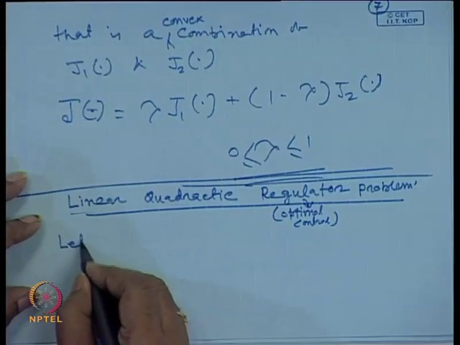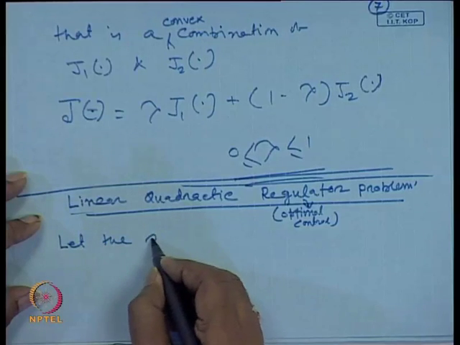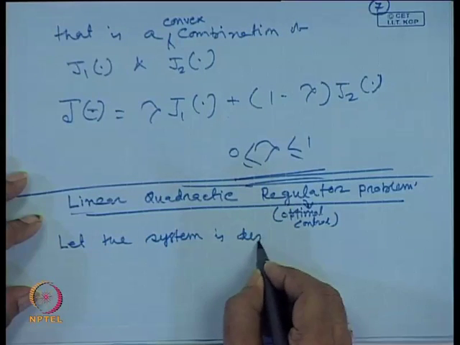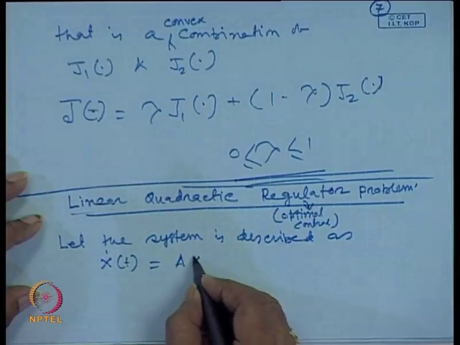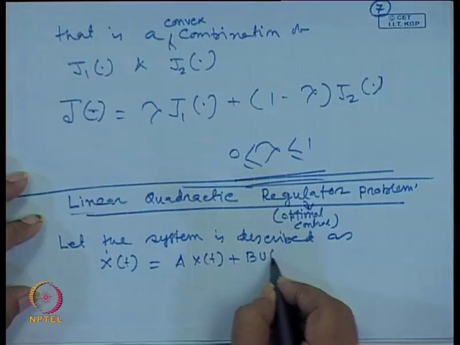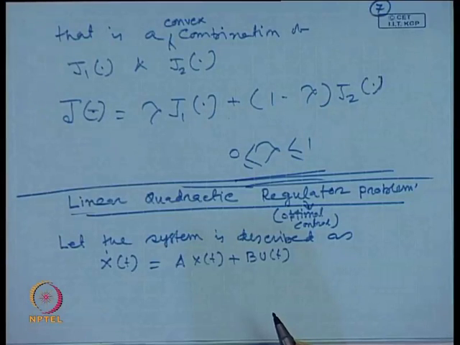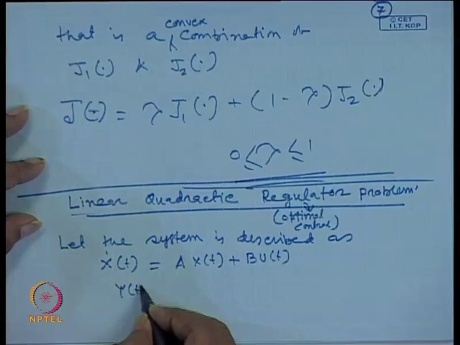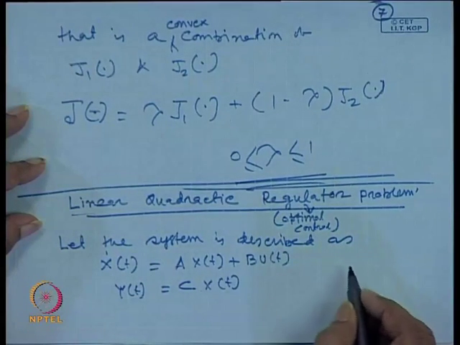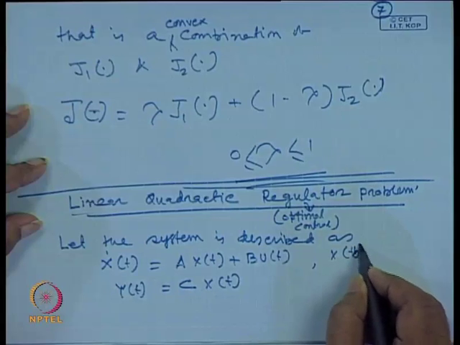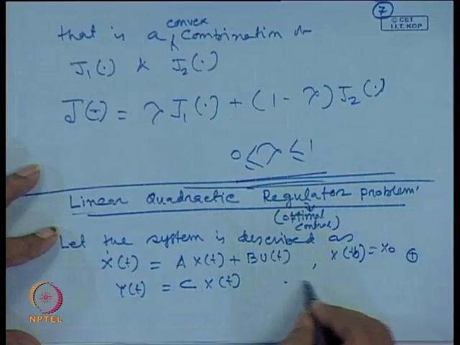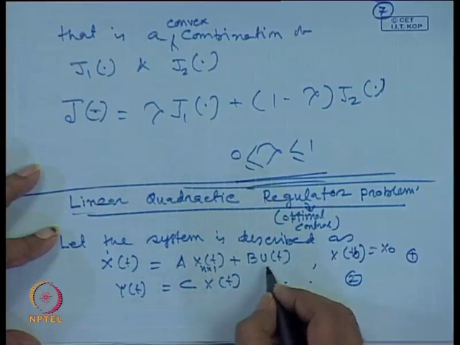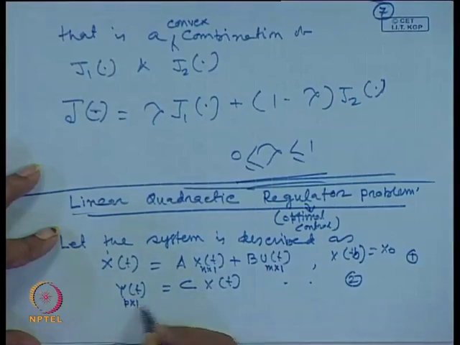So, describe the system equation like this. Let the system be described as x dot is equal to A x of t plus B u of t. Agree? And y of t is equal to C x of t. Agree? And this is the initial state, x of t0 is equal to x t0, the initial state is given to you. This is equation number 1, this is equation number 2, and the state dimension is n cross 1, the input is m cross 1, and the output is p cross 1, p outputs are there.